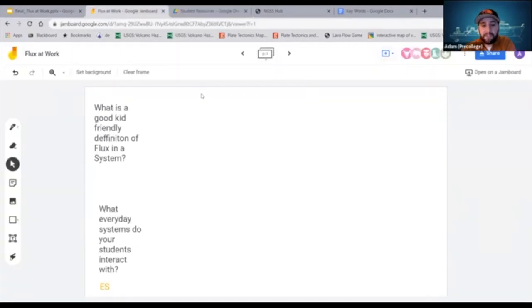So if you could go to that Jamboard, now that we're at the end of this session, just think about what is a good kid-friendly definition of flux? How would you say that to a student? And then what are some everyday systems your students interact with? If you had to direct them to a system around them and position them as already knowing and interacting with these things, what systems would those be? And what is a good kid-friendly definition of that?